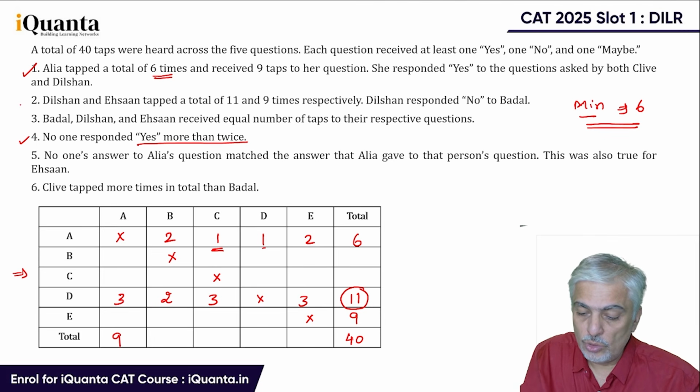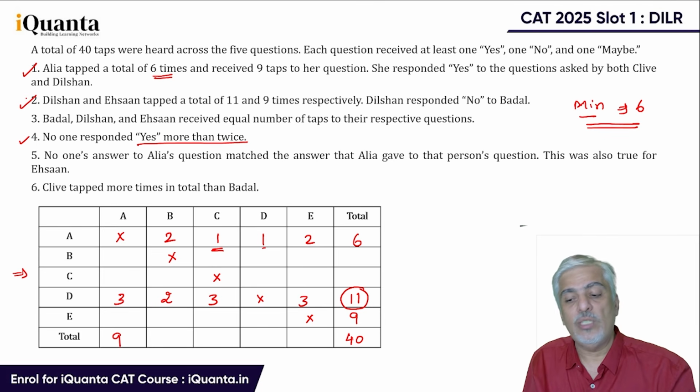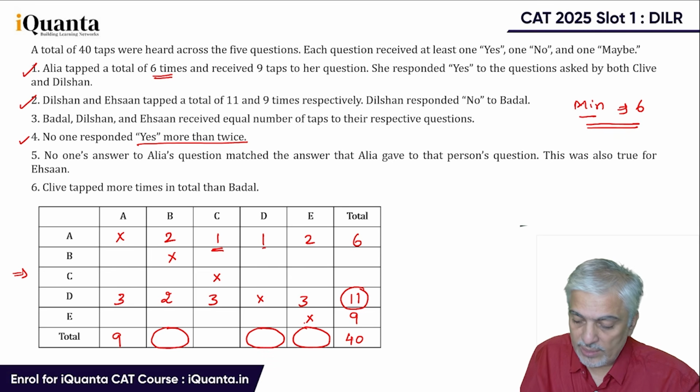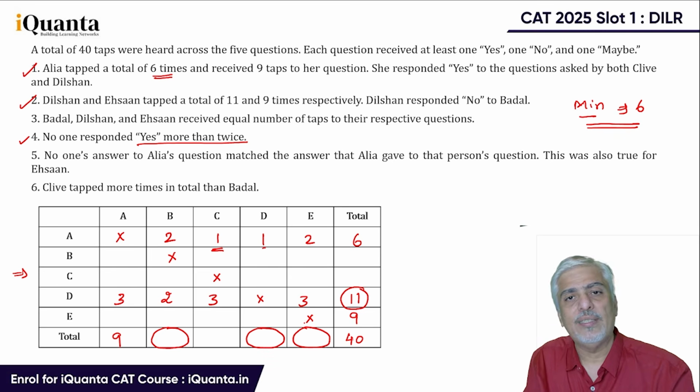So we have used more or less this. Next, they've told us Badal, Dilshan and Ehsan received an equal number of taps to their respective questions. That means this value and this value is equal. We'll come to that. Not very difficult, but we'll come to that.